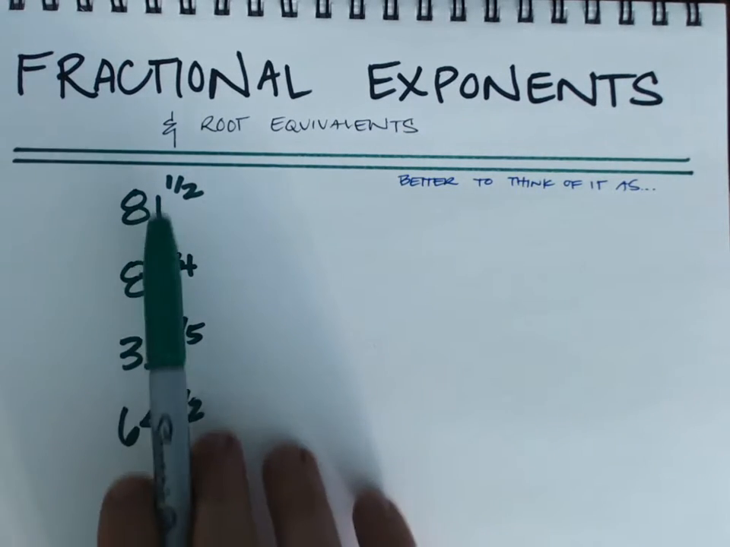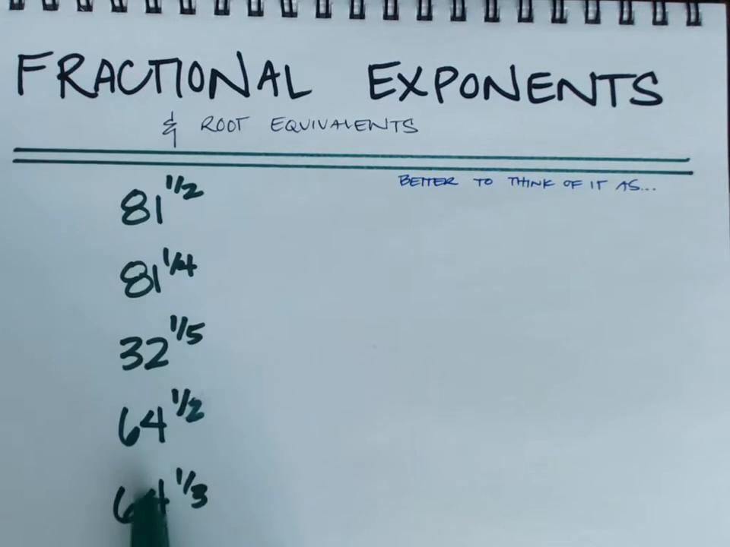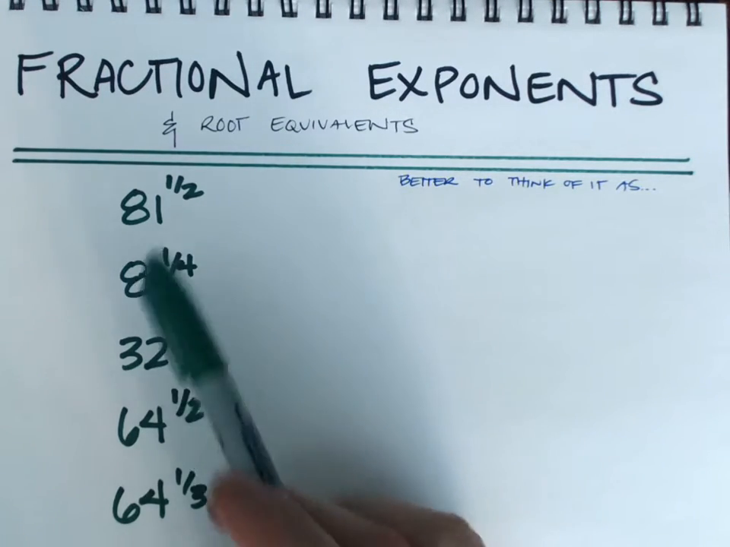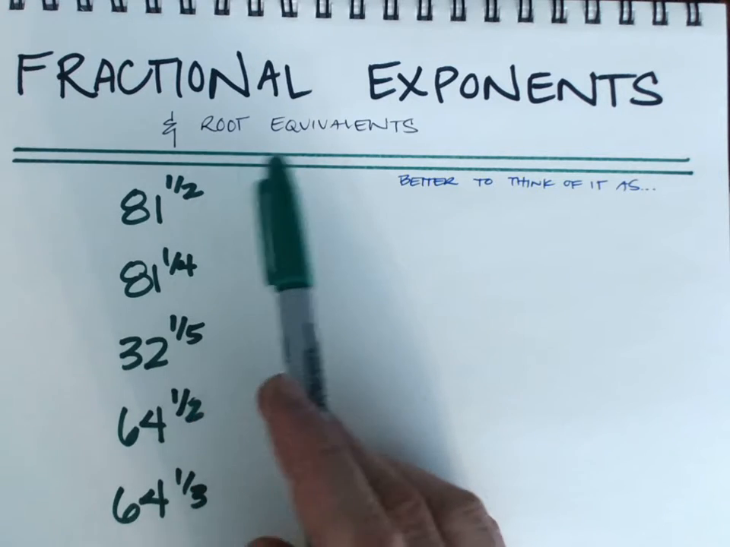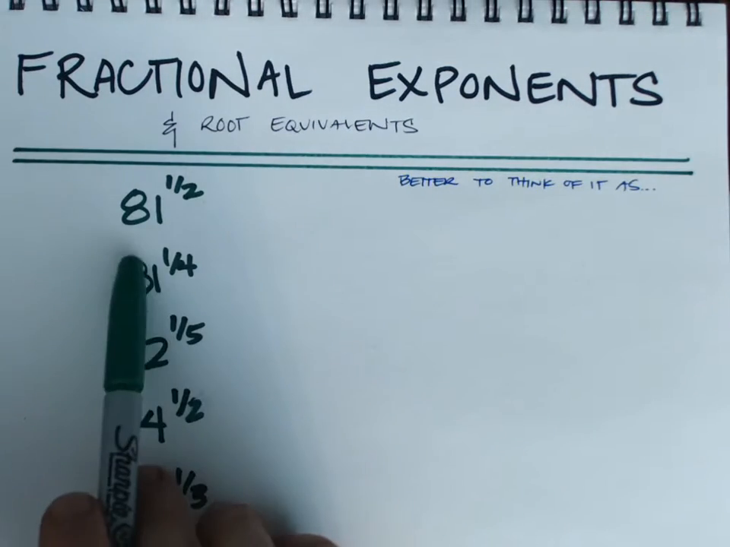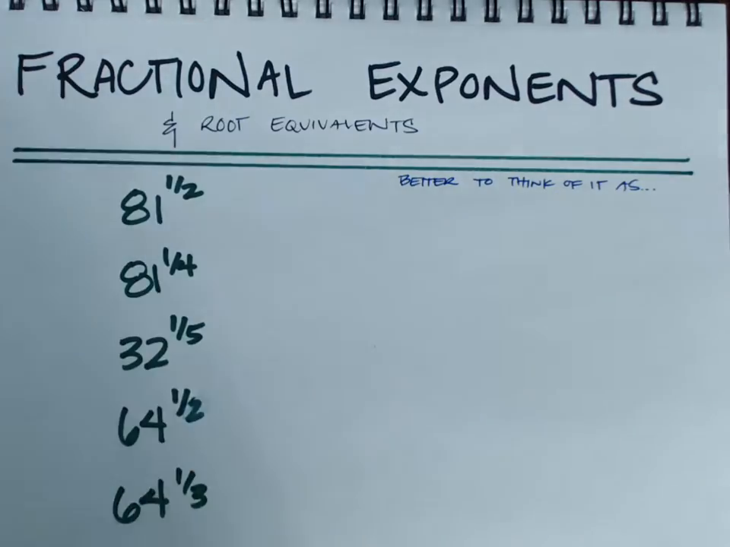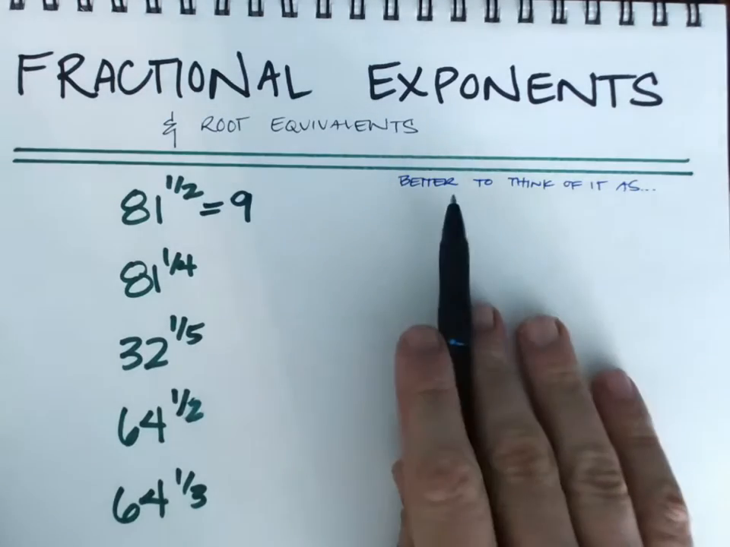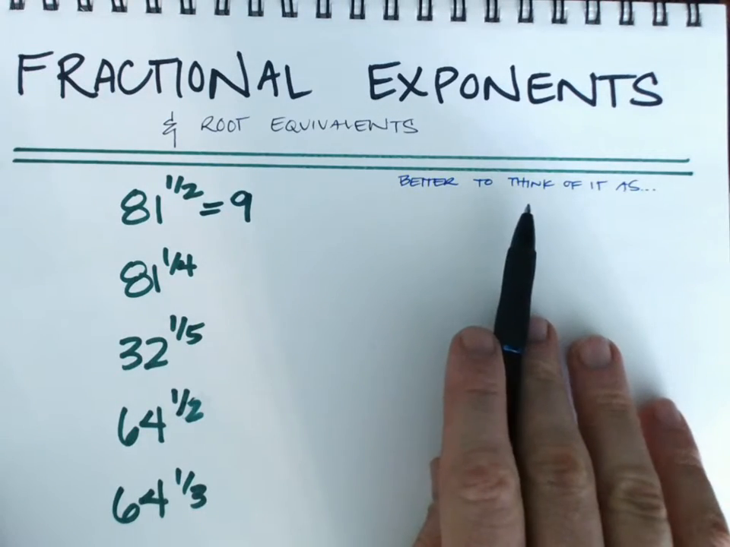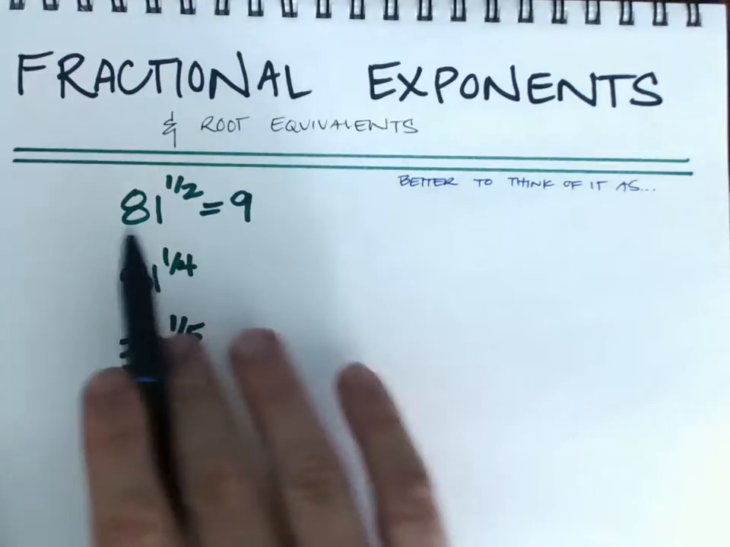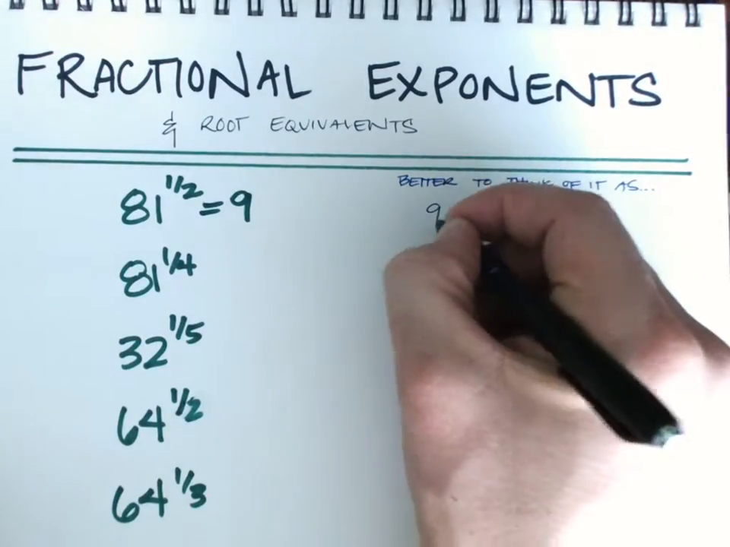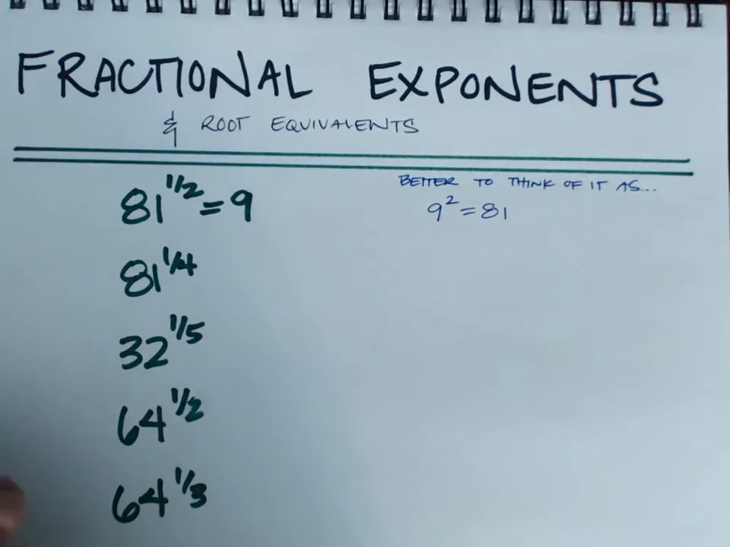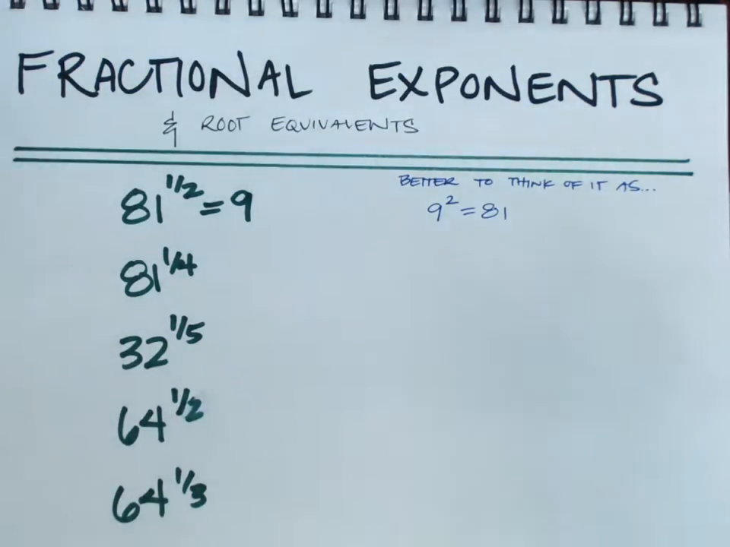All right, we're going to go ahead and evaluate these numbers, 81 to the 1/2, 81 to the 1/4, and so on. So they have fractional exponents here, a little tricky to think about. And the first one here, 81 to the 1/2, is equal to 9. And it's easier to think of this kind of in a reverse way, that instead of 81 to the 1/2 is 9, think instead that 9 squared equals 81. That's the way we're a little bit more accustomed to looking at these numbers.